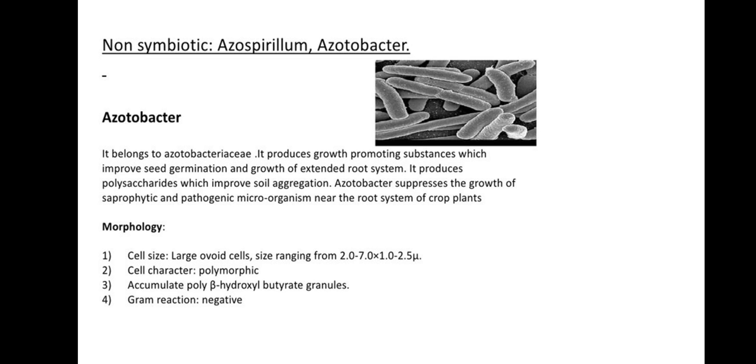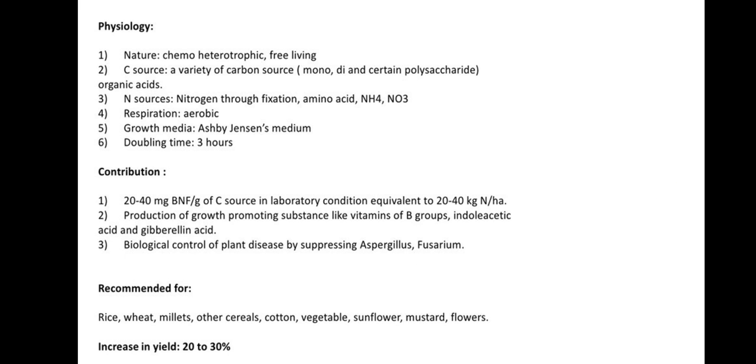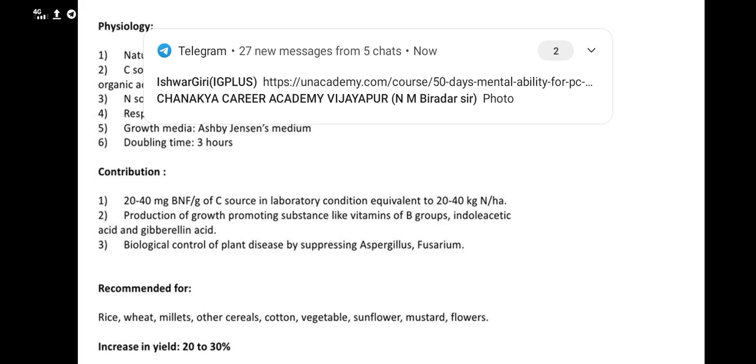Azotobacter belongs to the Azotobacteraceae. It produces growth promoting substances which improve seed germination and growth of an extended root system. It produces polysaccharides which improve soil aggregation. Azotobacter suppresses the growth of saprophytic and pathogenic microorganisms near the root system of crop plants. Recommended hosts are rice, wheat, millets, and other cereals, cotton, vegetables, sunflower, mustard, flowers. Increase in yield is 20 to 30%.